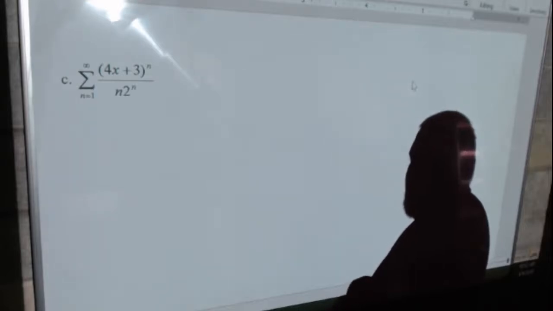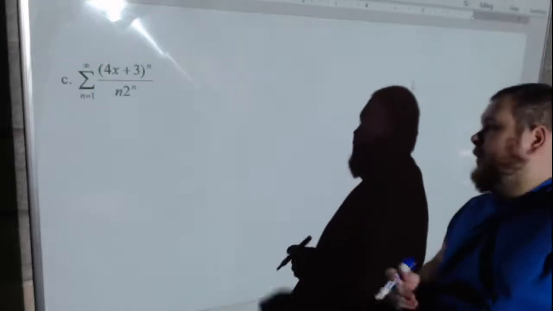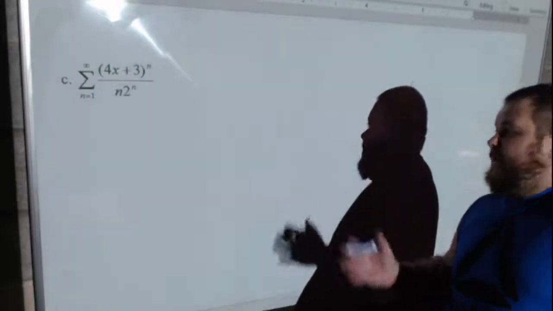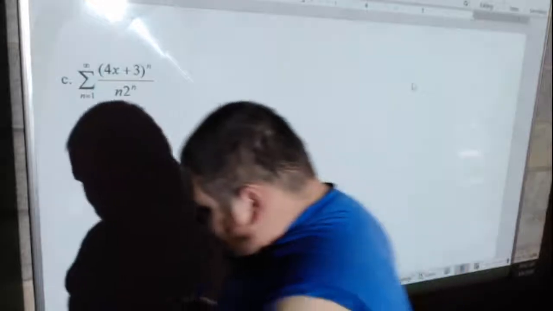4x plus 3 to the n over n times 2 to the n. So again, you could use root test here if you wanted, but I'm going to use the ratio.